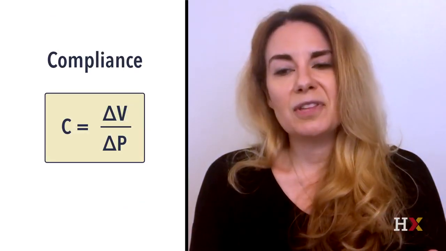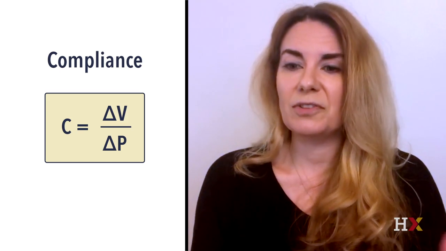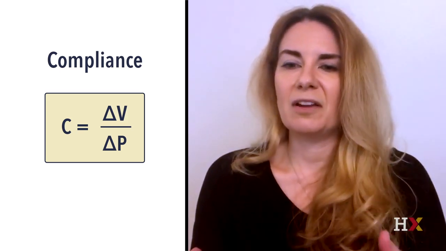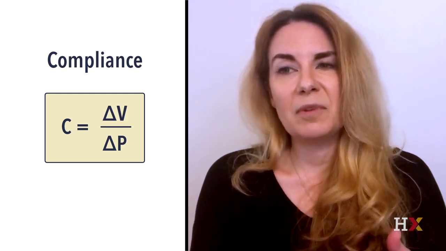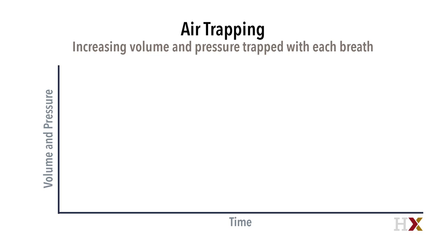So you can imagine that if a patient has poor compliance in their lungs, they have stiff lungs that are difficult to expand, it's going to take a lot of pressure to get even a small tidal volume. Understanding this concept is very helpful in thinking about the ventilator later. Another key concept is to think about air trapping.